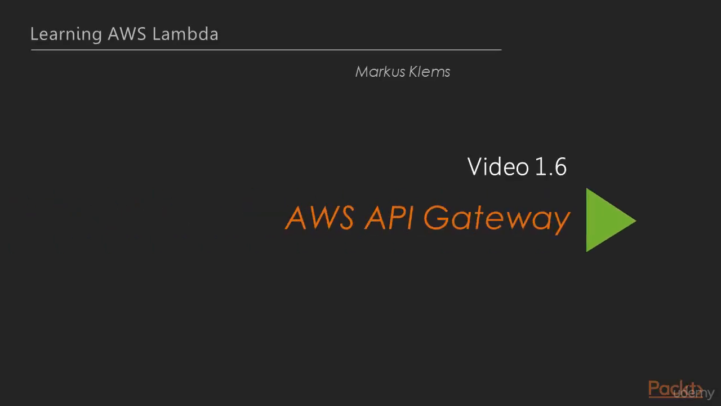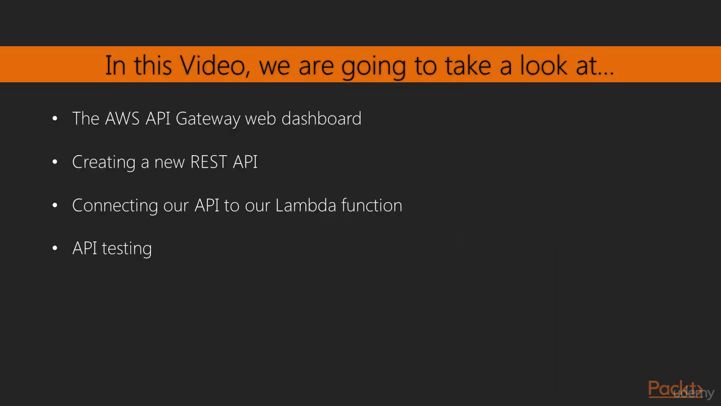In the previous video, we created our first Lambda function. Now let's explore the API Gateway service. In this video, we are going to take a look at the API Gateway service web dashboard. We'll use it to create a new API and then connect that API to our Lambda function. Last but not least, we will test our API, and through our API we will invoke the Lambda function.